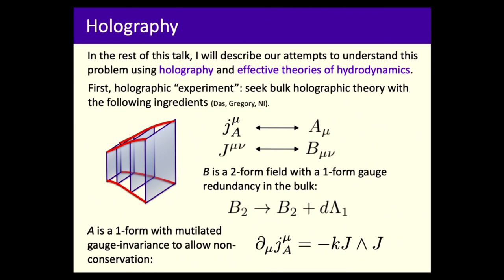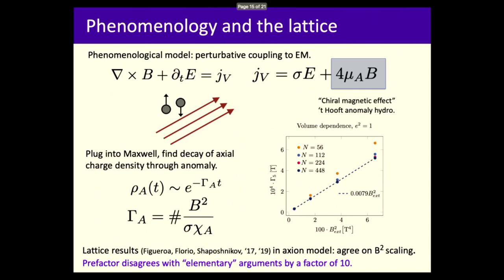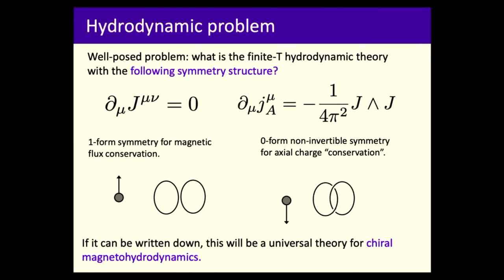What we did was set up a holographic system that has the right symmetries that I described, where by right symmetries I mean these two equations. There's a conserved two-form current, and there's a non-conserved one-form current, with the non-conservation given by this equation. So we set up a holographic system that looks like this.